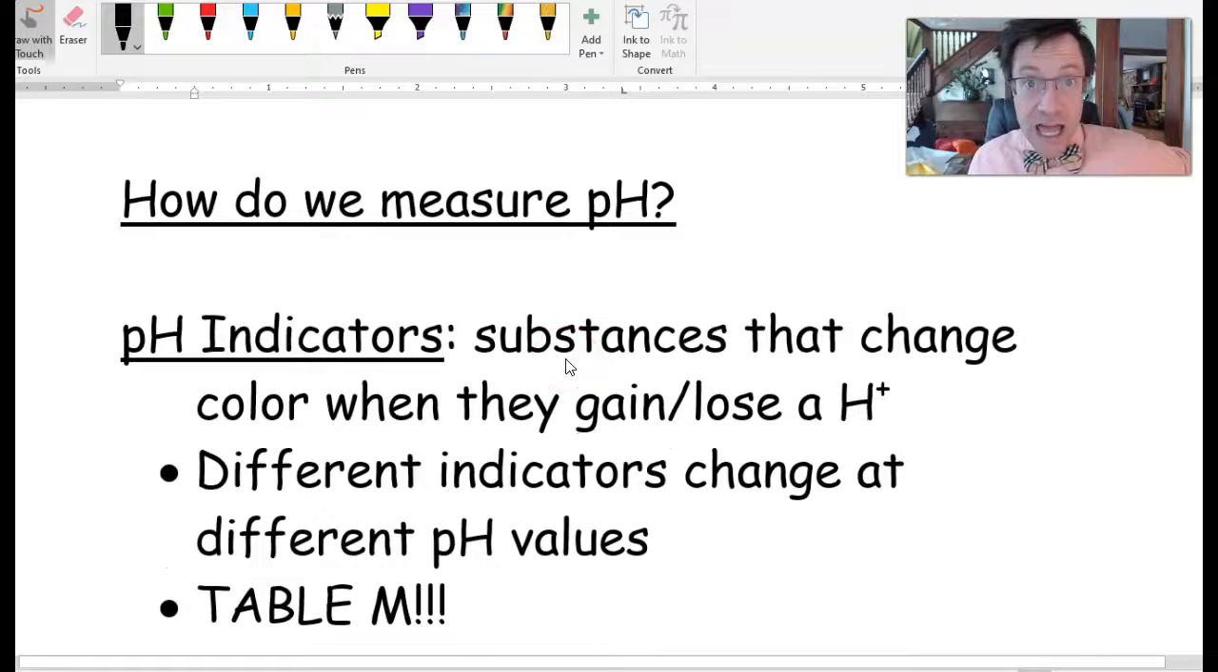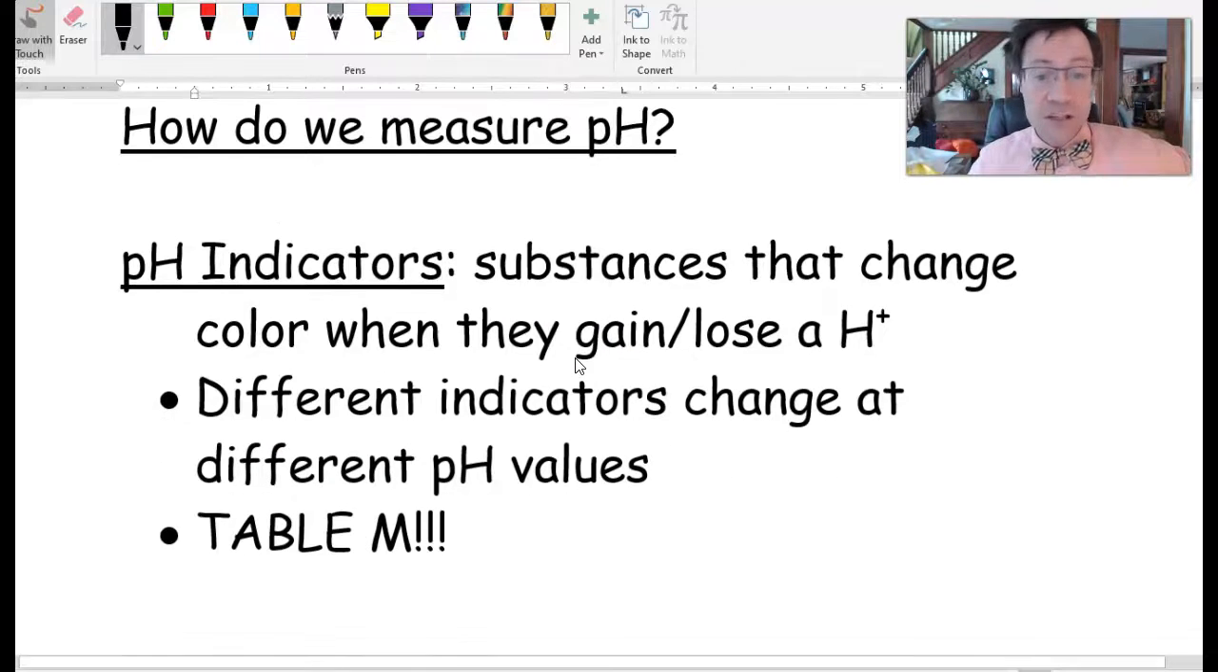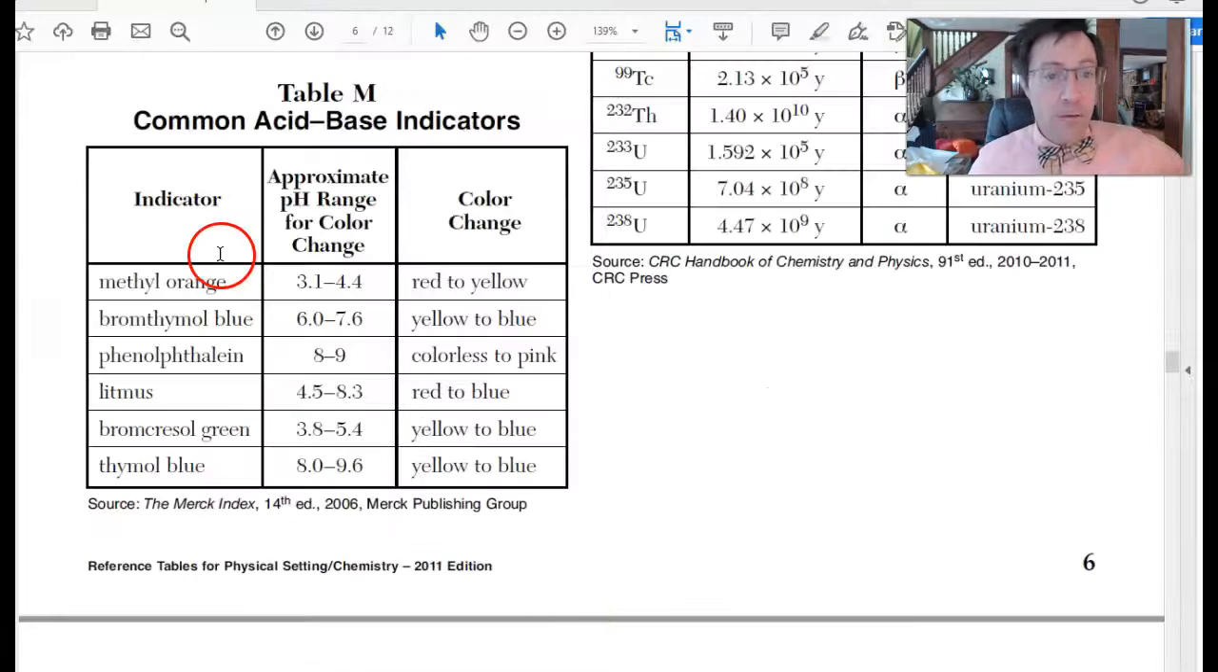So the next thing you must ask is, how do we measure the pH? Simple. For us, we're not going to use pH meters because they can get weird and complicated. We're just going to use pH indicators, which is super easy. It's just stuff that you squirt into water and it changes color with different pHs. Different indicators change at different pH values, and we just choose one that works using Table M. Boom, right here, Table M.